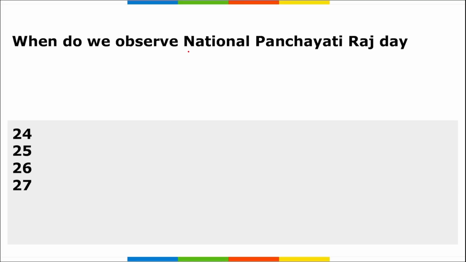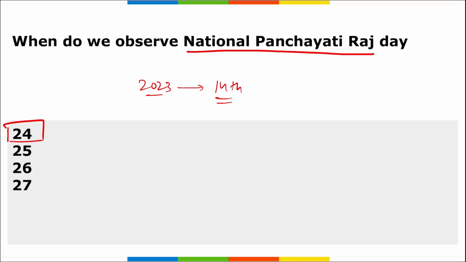Next, when do we observe National Panchayati Raj Day? National Panchayati Raj Day is observed on 24th of April, and this year in 2023 it was the 14th edition of the National Panchayati Raj Day. This day is observed to mark the decentralization of power to the grassroots. Do remember this, right?